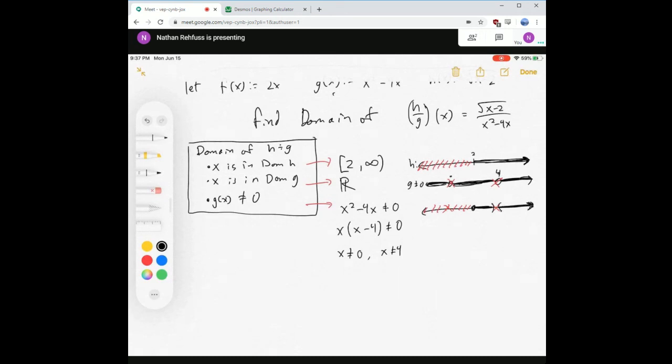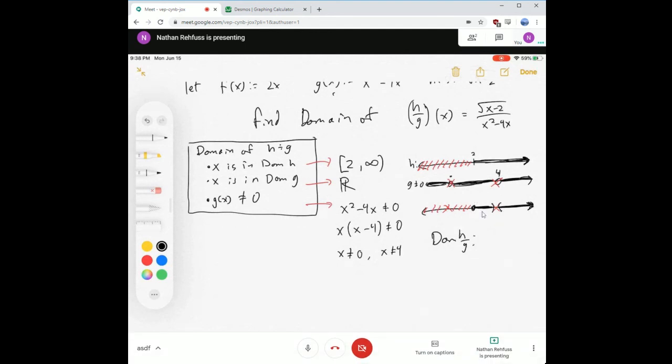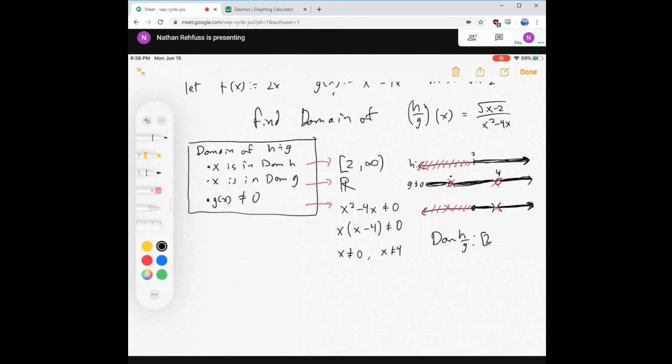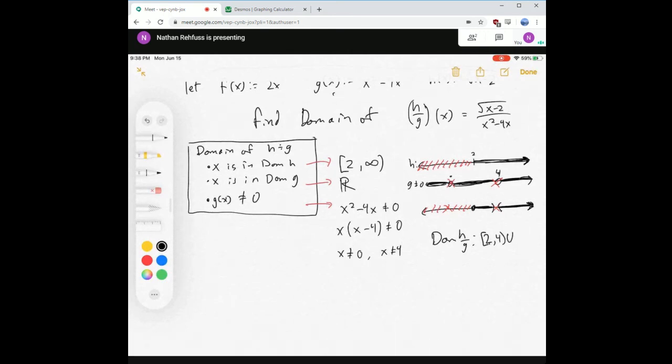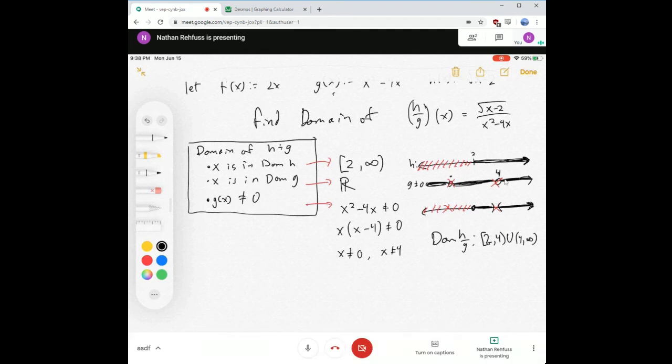So the domain of h divided by g turns out to be this interval here. Anything at least 2, but going up to and not reaching 4. Or it could be anything bigger than 4. So I'll write union and then 4 to infinity. Those are the 2 parts of the domain when we divide.